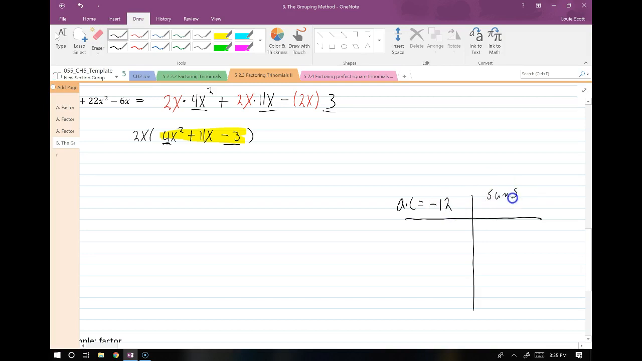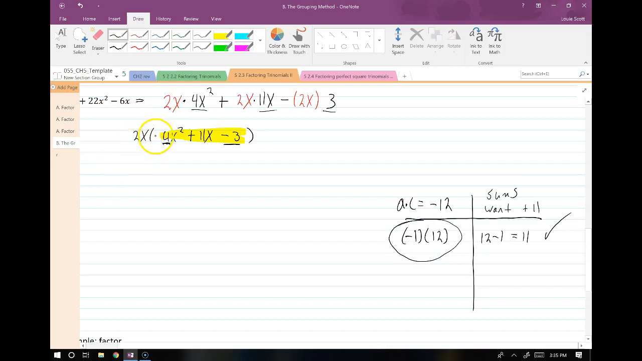I put my sums over here, and I want positive 11. Right? And so since this is a negative 12 over here, we're going to be talking about differences. I think it's pretty obvious on this one. Usually I try and play dumb, but the only one that's going to create a positive 11 is 12 and 1, right? So we have a negative 1 times a positive 12. 12 minus 1, that equals 11. So yeah, those are the two factors we want to use. These guys right here. So, okay, here comes the crucial step.